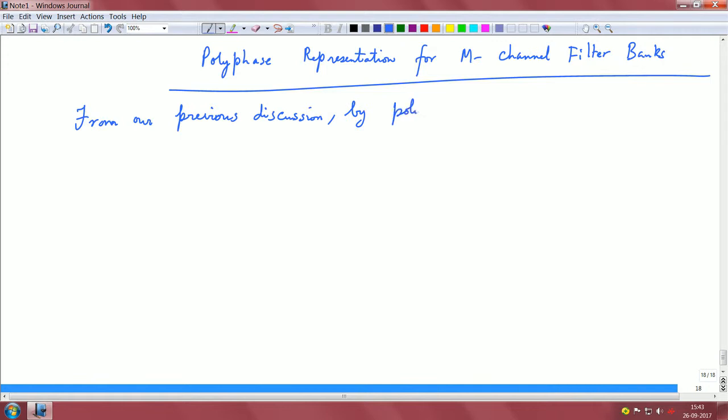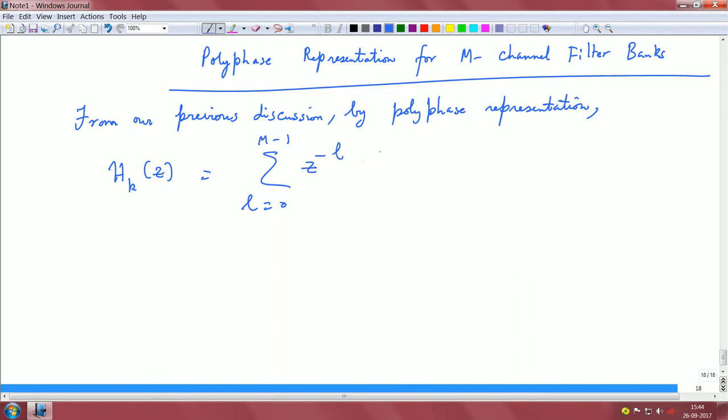by polyphase representation, we can write Hk of Z as summation L equals 0 to M minus 1 of Z power minus L E k L of Z power M, and this is the type 1 representation.